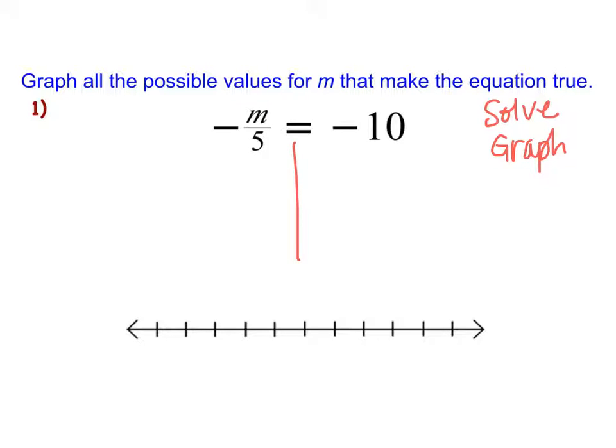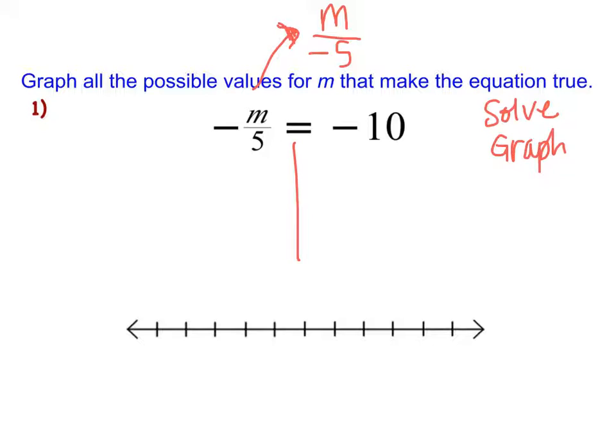So the first thing I'm going to do is notice that there is both a negative and a 5 on the same side as our m. I want to remind you that we learned earlier in our number system unit that you can put the negative anywhere in a fraction. So you could rewrite this as m over negative 5. And that's exactly what I want you to do. You can do that in your head, or you can physically rewrite it if you want.